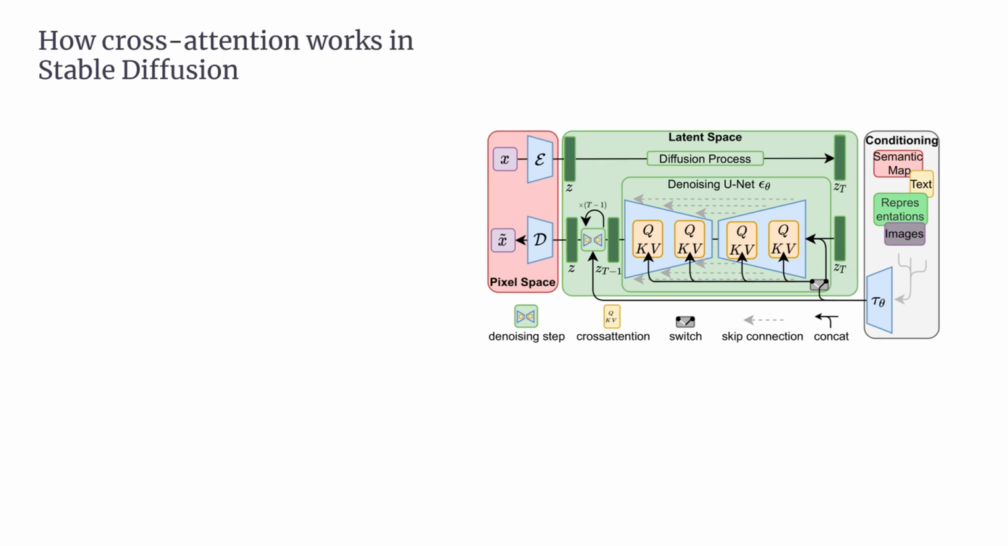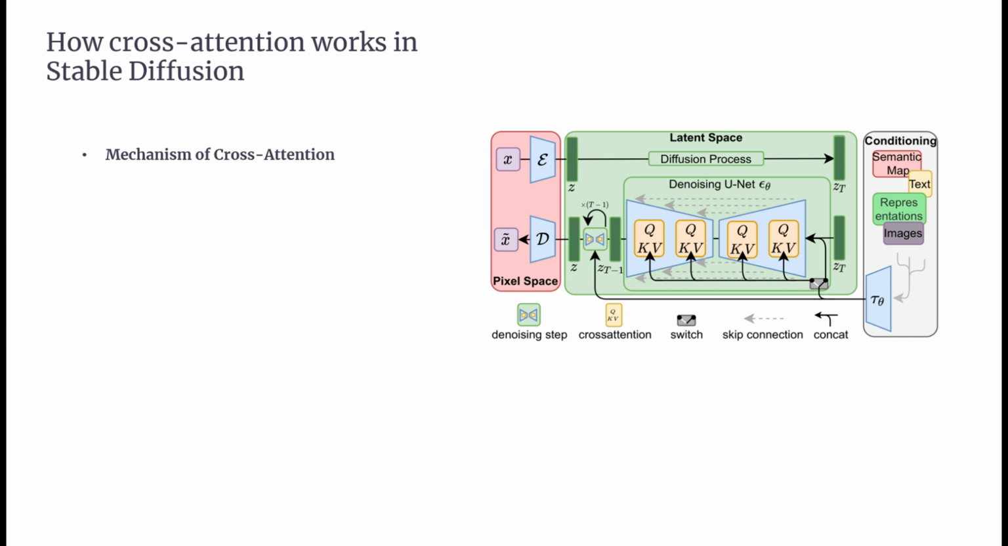Now let's explore how cross-attention works in Stable Diffusion and why it's so important for generating images that accurately reflect the text prompt. Cross-attention allows the model to blend image and text information, ensuring that the final output aligns with the description in the input text. The first, mechanism of cross-attention.